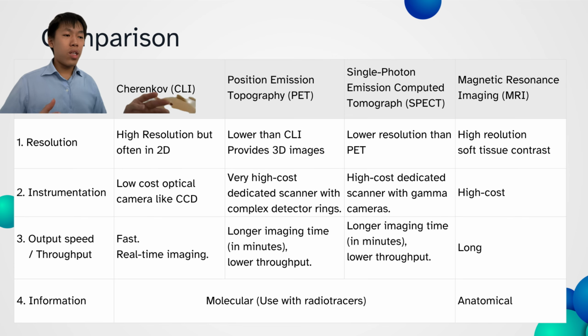And third one, output speed. Like I said just now, CLI can be used in real time for intraoperative surgery. So CLI offers fast and real-time imaging compared to PET and also single photon emission computed tomography. And information, CLI offers molecular information, which involves the use of radiotracers.